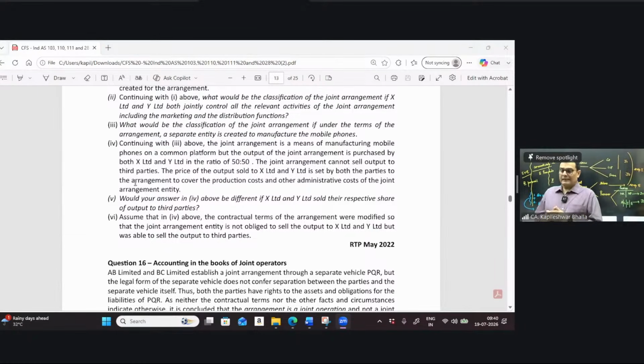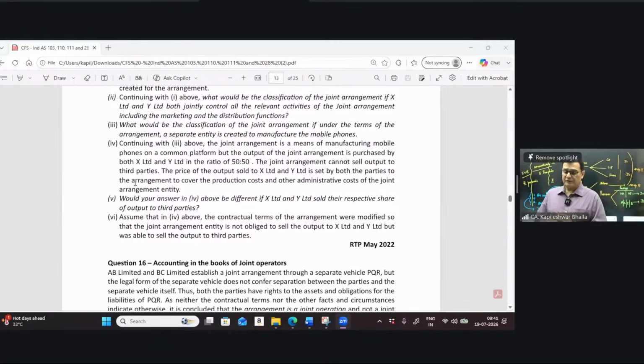Next, number 4. It says, continuing with the 3 above, the joint arrangement is a means of manufacturing mobile phones on a common platform. But the output of the arrangement is purchased by both X and Y 50-50. The joint arrangement cannot sell output to third parties. So one of the conditions met is no external sale. The price of the output sold to X and Y is set by both the parties to the arrangement to cover the production cost and other administrative costs. That ensures that they are hand to mouth, that the company does a break even. So I think it throws light on the other facts and circumstances that in this particular case, there is no external party sale and the goods are transferred on a cost to cost basis. I think that would indicate it is definitely a JO.